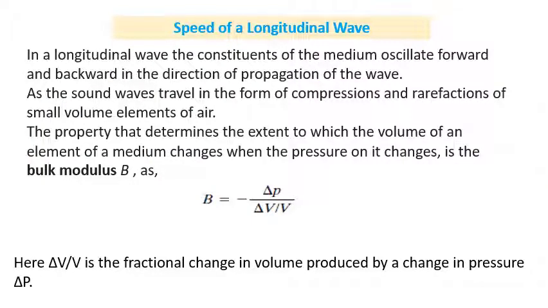Speed of a longitudinal wave. In a longitudinal wave, the constituents of the medium oscillate forward and backward in the direction of propagation of the wave. As sound travels in the form of compression and rarefaction of small volume elements of air, the property that determines the extent to which the volume of an element of a medium changes when the pressure on it changes is called bulk modulus, and mathematically it is minus delta P divided by delta V by V.